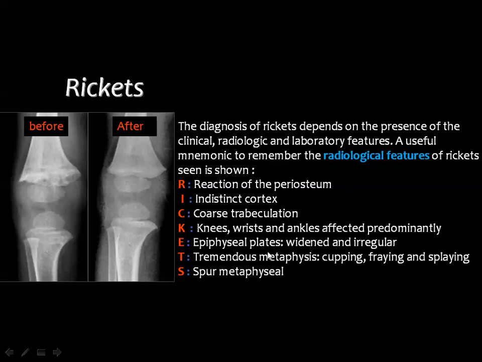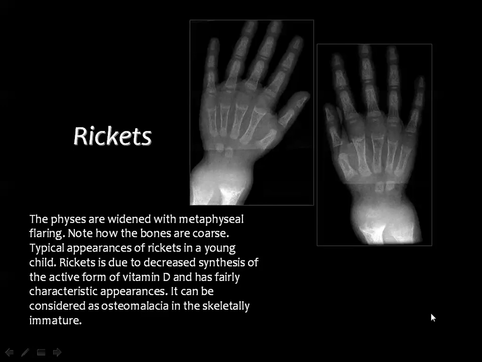Epiphyseal plates are widened and irregular, and there is tremendous metaphysis, meaning that the metaphyseal end of the long bone is swollen, and this is clinically seen with cupping and fraying. Then you see metaphyseal spurs like this, and prominence of the metaphyseal end of the long bones. This is the typical appearance of rickets, with cupping, fraying, enlargement, and swelling of the metaphyseal ends of the long bones.